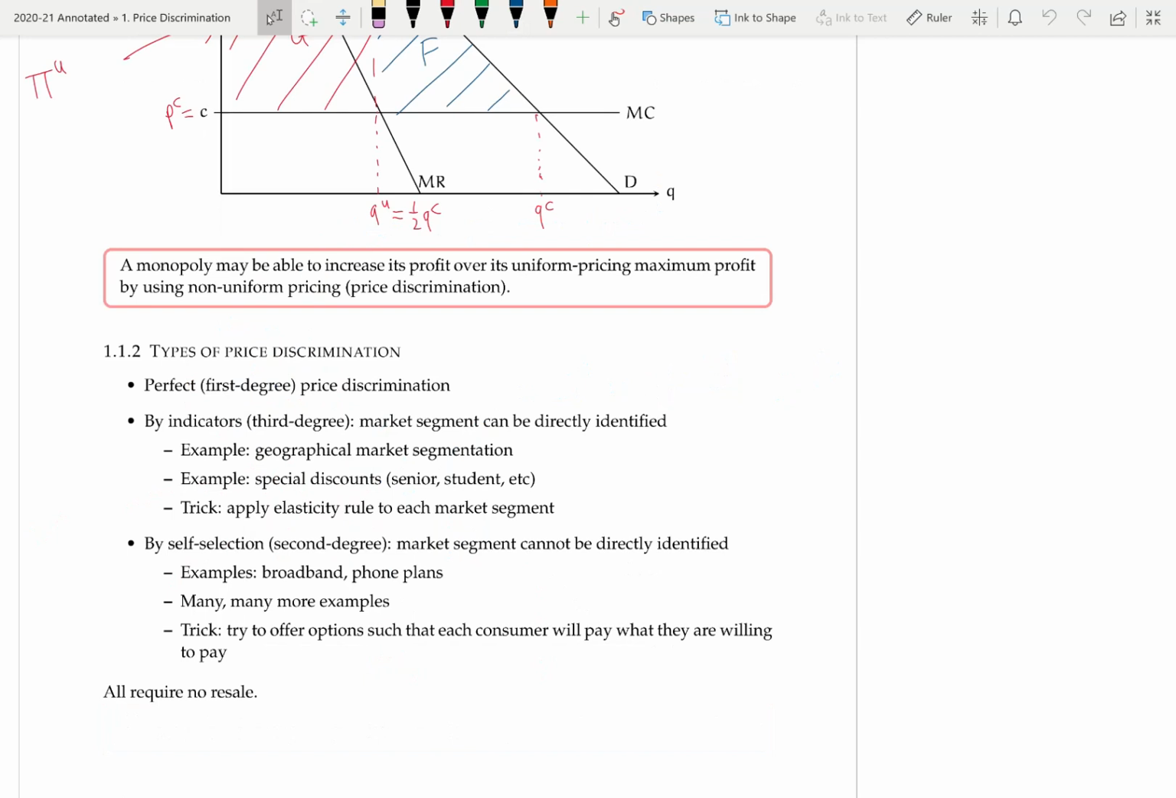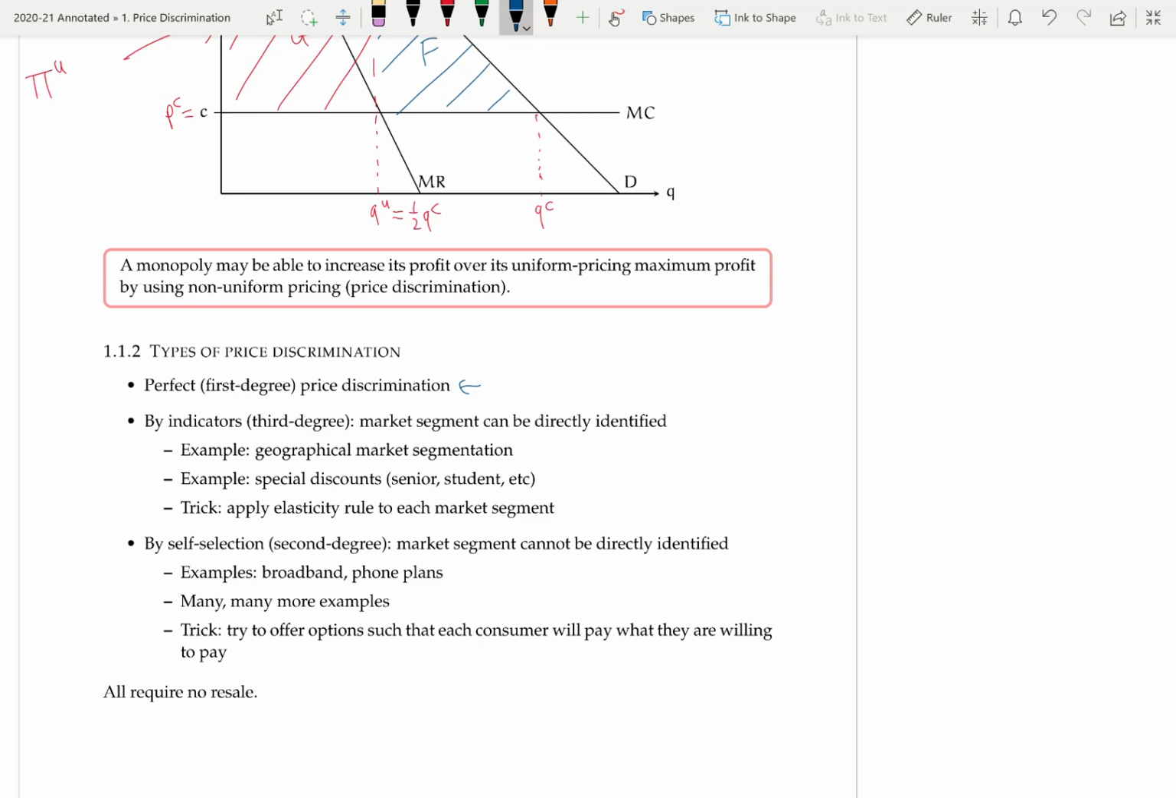There are different types of price discrimination, and we're going to look at all of them. We're going to look at first degree price discrimination, where the monopolist is able to extract all the surplus from the consumer, that is, charge exactly what each consumer is willing to pay. We're going to look at third degree price discrimination, where the monopoly charges different prices based on some observable indicator.